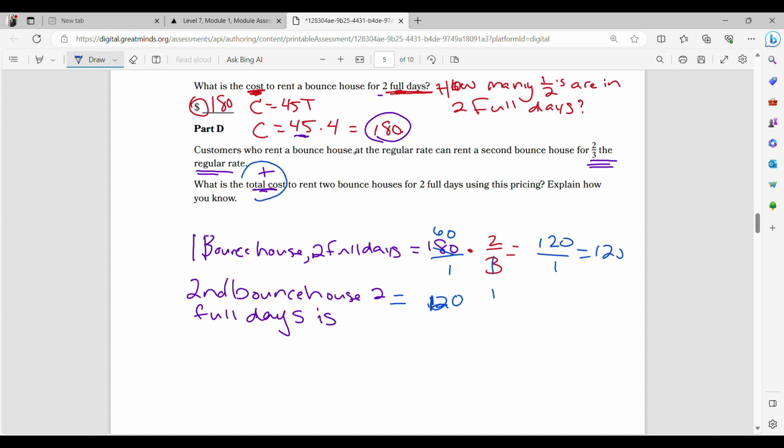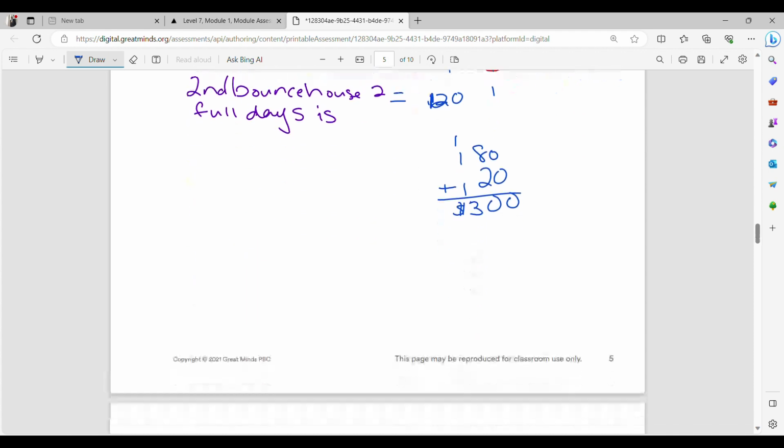So remember this part here, total cost. Your total cost is 180 for the original 2, 120 for the second. We add that up. 0, 0, 8 plus 2 is 10. 1, 2, 3, $300. Give me my money.